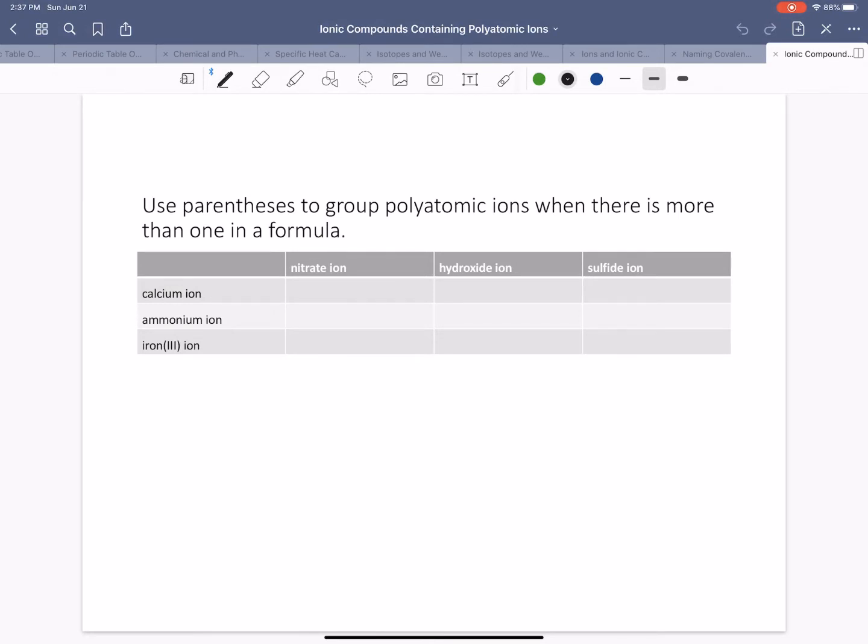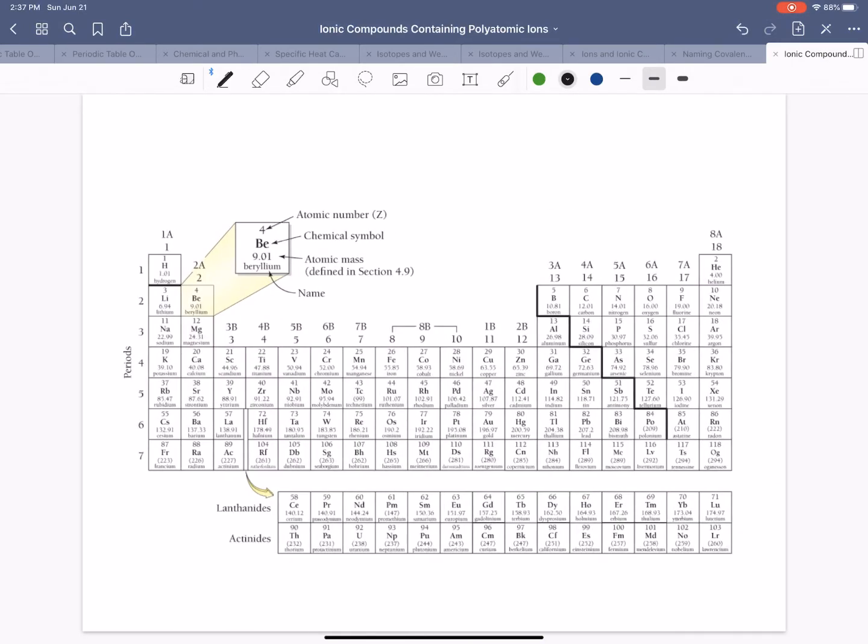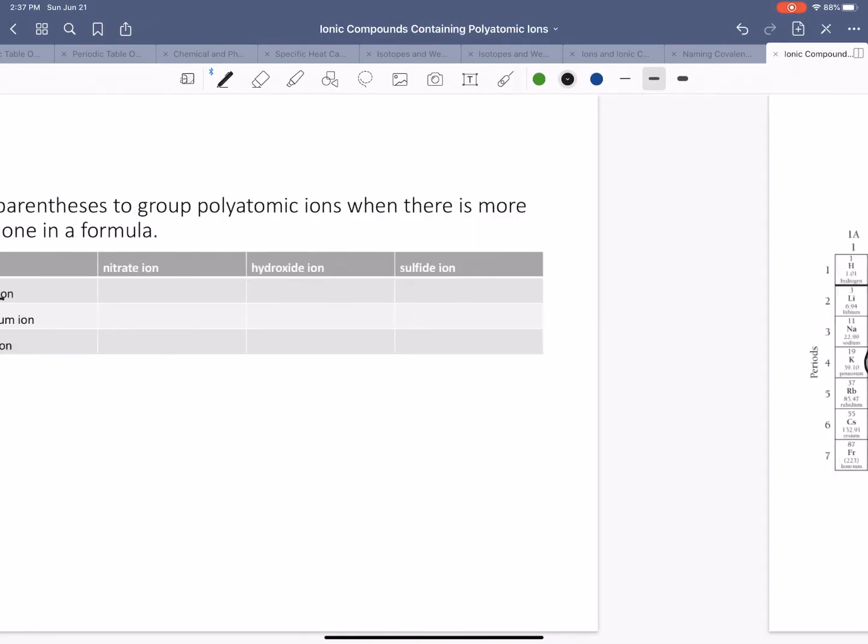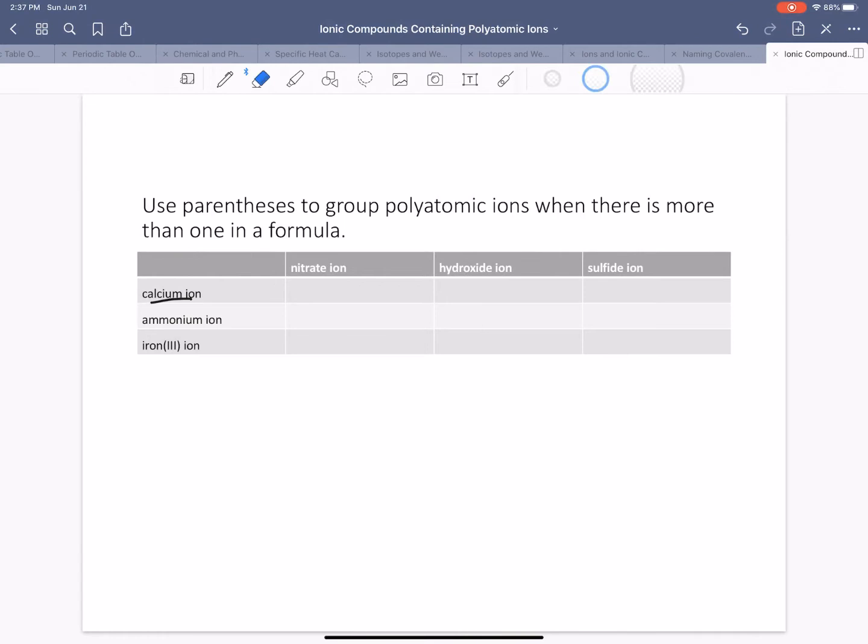So I look at my periodic table to find calcium ion. I see that calcium is a main group element and it's an alkaline earth metal, and they form +2 ions. That's a way that calcium metal can become stable, by losing 2 electrons to be isoelectronic with argon. So the charge on this calcium ion is 2+.